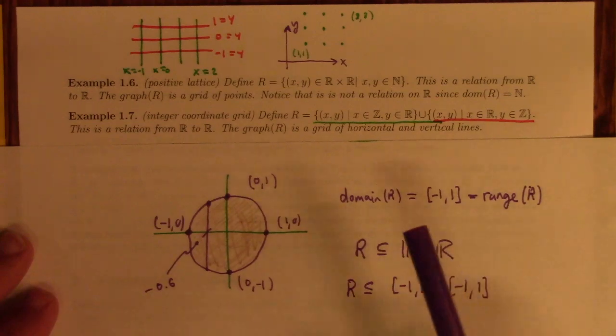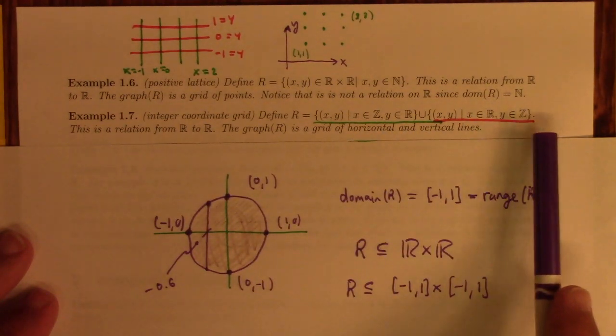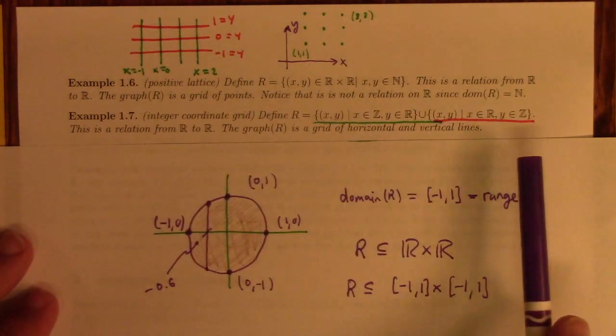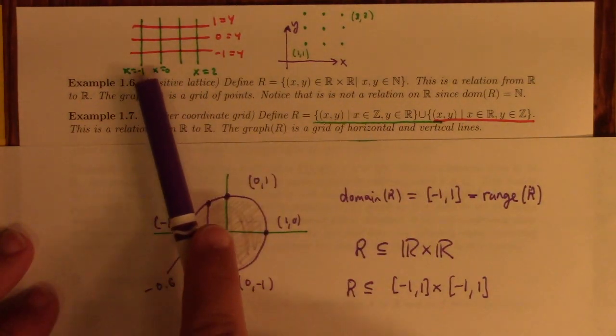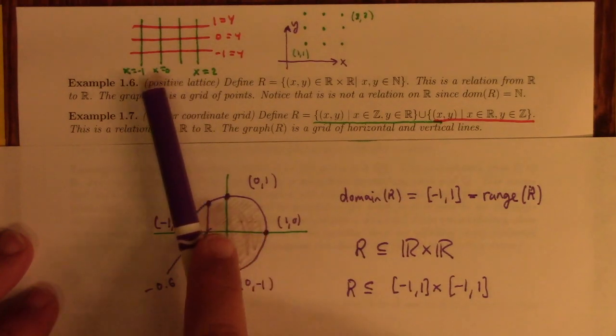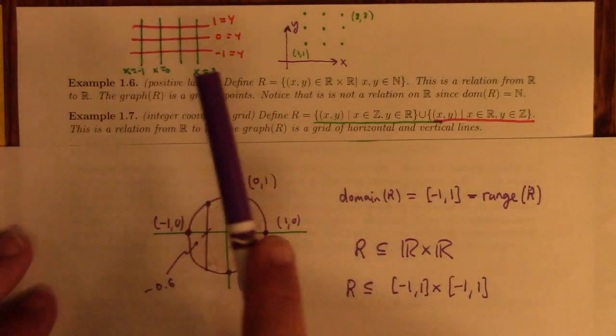So, integer coordinate grid, there's two pieces, the green piece and the red piece, the green lines, the red lines. This is kind of funny. If the input is an integer, the output is the whole real line, the way it's set up.